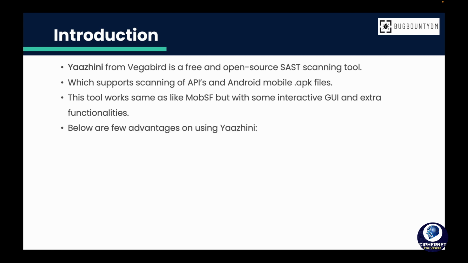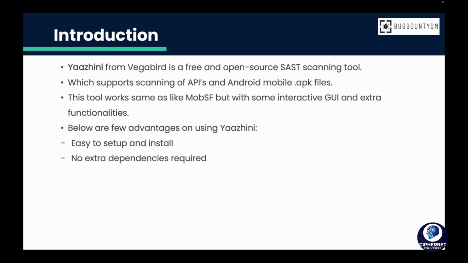Below are a few advantages of using the Yazini tool. It is very easy to set up and install on your systems. It is currently supported on Mac OS and Windows, so you can download and install this tool on Mac OS and Windows and perform SAST scanning on Android apps. No extra dependencies are required.